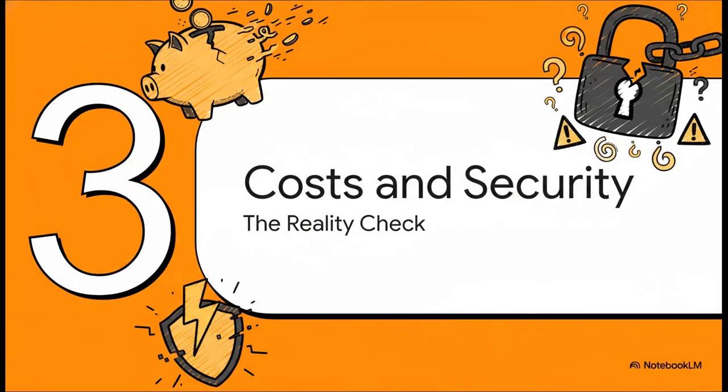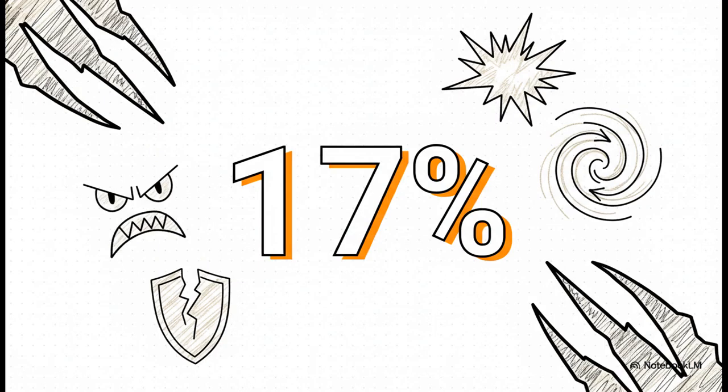Okay, this all sounds absolutely incredible, I know. But before we all get carried away, let's pump the brakes for a second. It's time for a really important reality check, because with all this power comes some pretty serious risks and costs. Let's start with a number, 17%. What on earth could that mean? Well, it's actually a pretty stark warning about what could be lurking out there in the community.